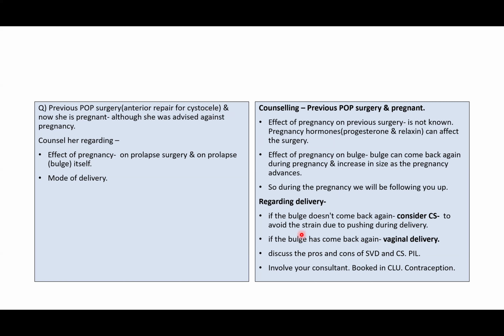For Burch colposuspension, usually we go for cesarean afterwards because of the risk of damage to the surgery, and it's big surgery, and stress incontinence compromises life. For a cystocele, shall we consider cesarean section? No, my dear, read what I have written here. If the bulge doesn't come back, then consider cesarean section.